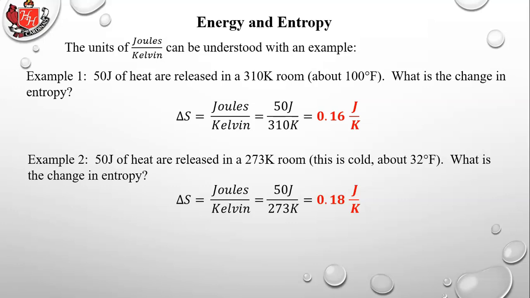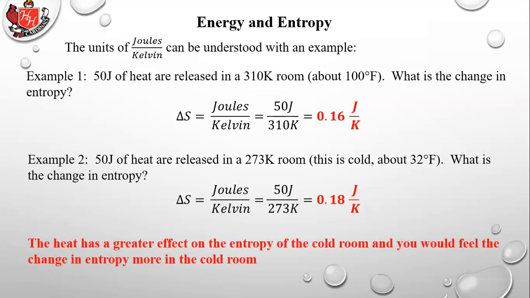Now, really just intuitively understanding what the 0.16 and 0.18 is not really important. It's just important to understand that you caused a greater change in the disorder of the molecules. When the molecules move faster, they're more disorderly. You caused that was greater when you did it in a cold room, when the heat relative to the temperature was greater than in the hot room, where the change in heat relative to the temperature was less. So that's all you really need to understand. So the heat has a greater effect on the entropy of the cold room, and you would feel the change in entropy more in the cold room.